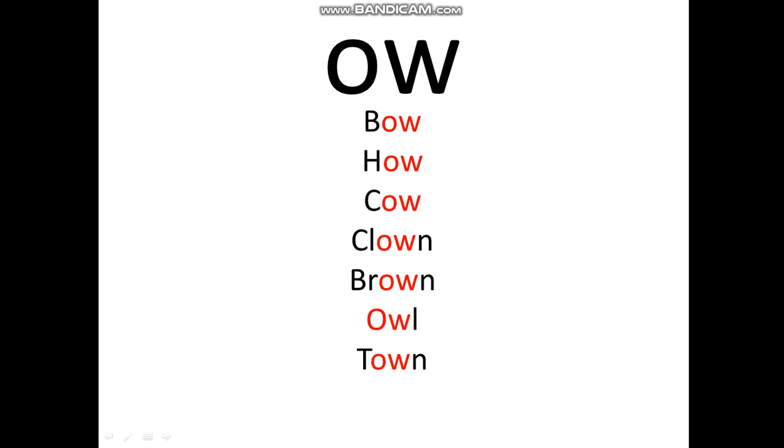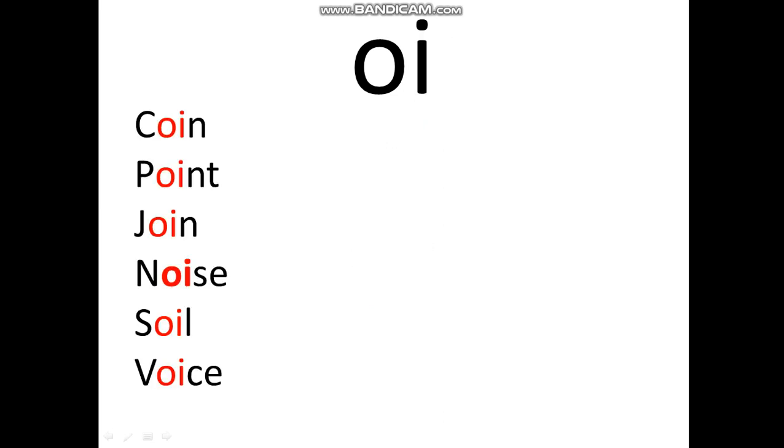Now, after we spell, can we read all together again? Bow, how, cow, clown, brown, owl, town. Very good. Now go to the other sound. All right. This sound, remember? Yes, it's oi, right? Oi. Okay, let's spell all together.